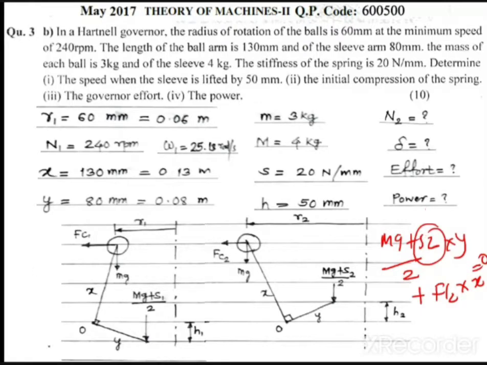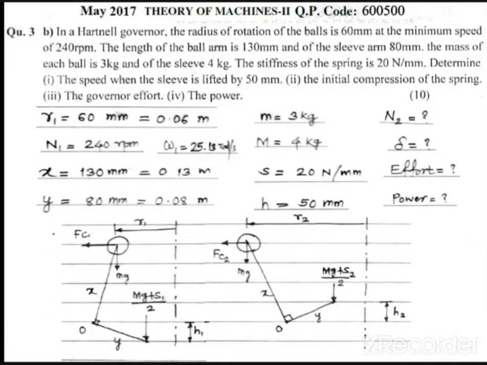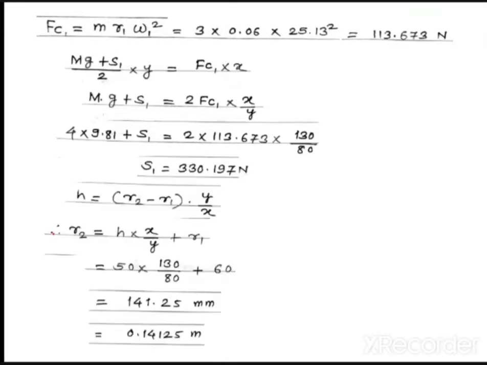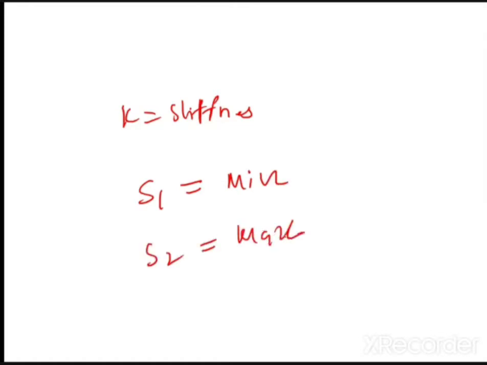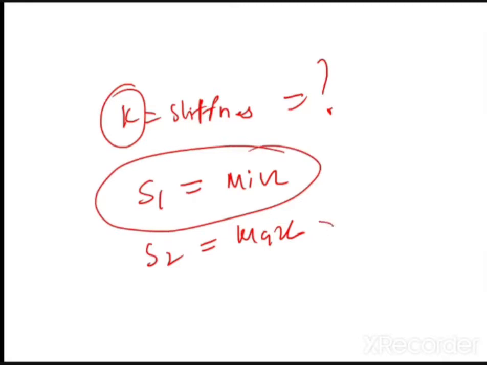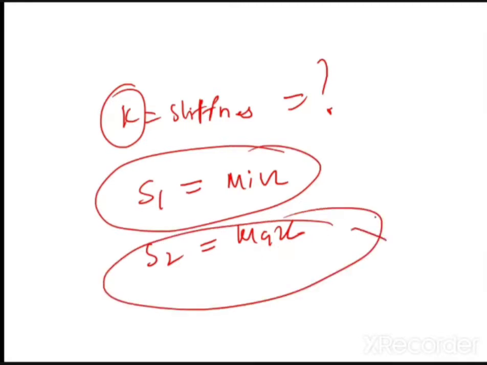That is our regular procedure. There is one more method you can use. In the original problem, the stiffness of the spring was not given. So I had to find S1 taking moment for the minimum position, find S2 taking moment for the maximum position, and then find K. But in this problem, K is given, so find S1 and there is no need to take a moment for S2.